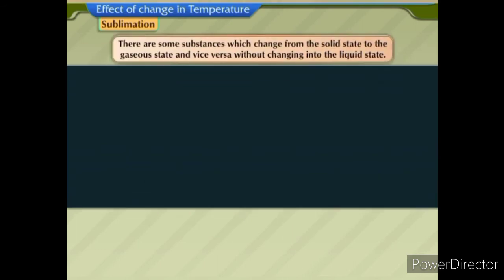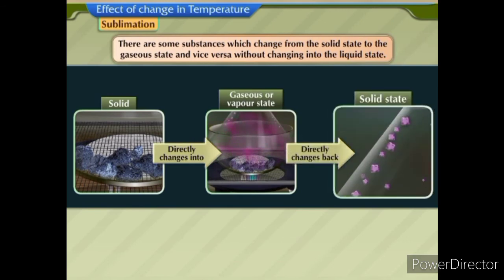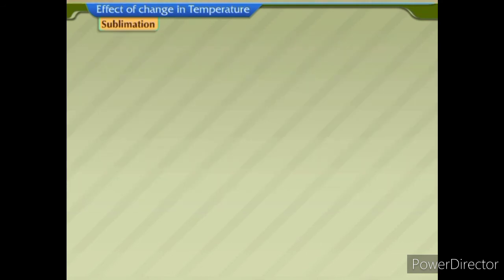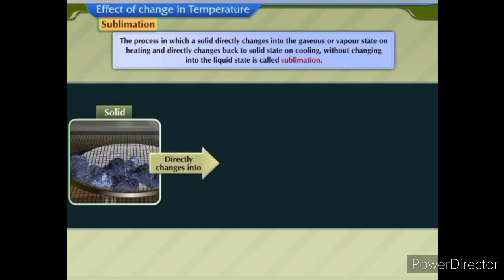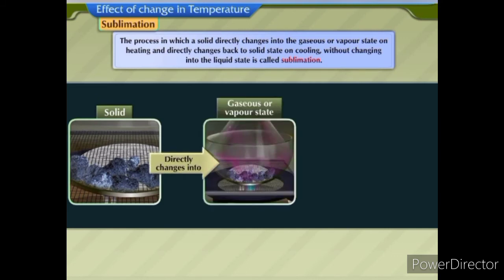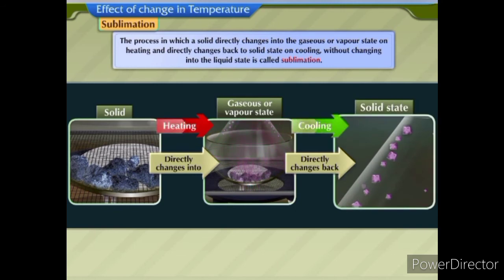Sublimation. There are some substances which change from the solid state to the gaseous state and vice versa without changing into the liquid state. The process in which a solid directly changes into the gaseous or vapor state on heating and directly changes back to solid state on cooling without changing into the liquid state is called sublimation.